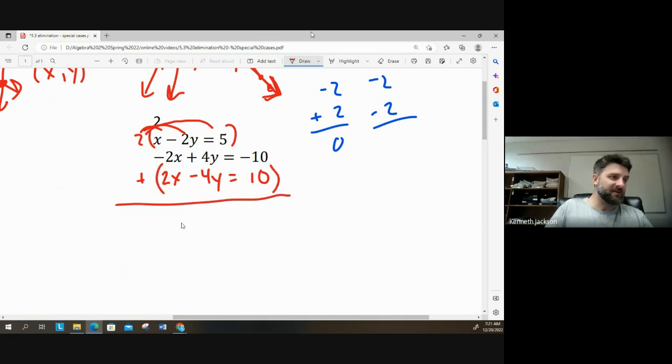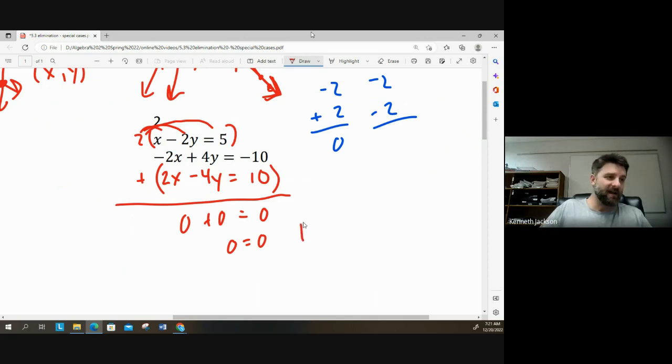So negative 2 plus 2 would be 0. 4 plus negative 4 would also be 0. It just so happens they both eliminated. And negative 10 plus 10 would also be 0. So 0 equals 0. Well, that is true. That is a true statement.